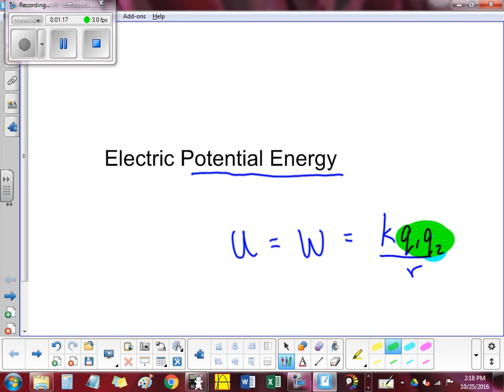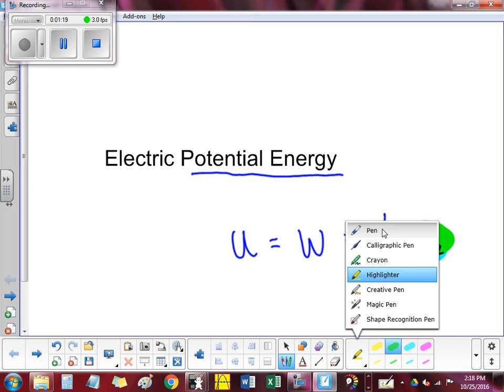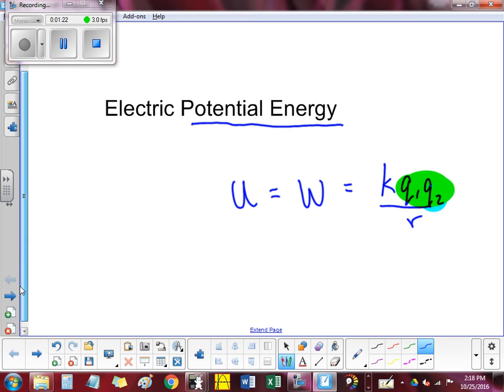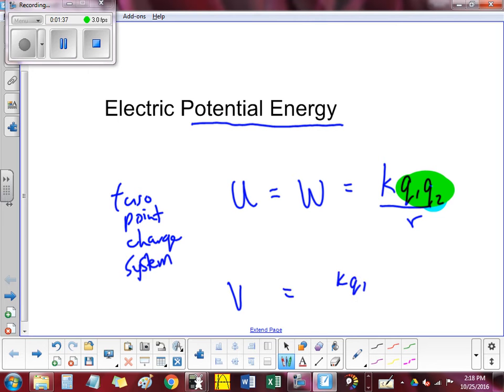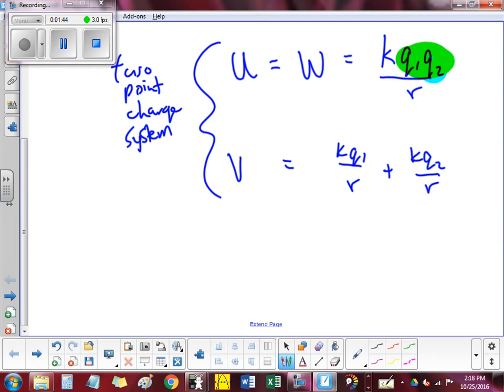Okay? So let me write the V formula right under it. This is for 2-point charges. So we call that a 2-point charge system. And then we have the potential, which is KQ1 over R plus KQ2 over R. So this is for a two-point charge system. Point charge is a hyphenated word.